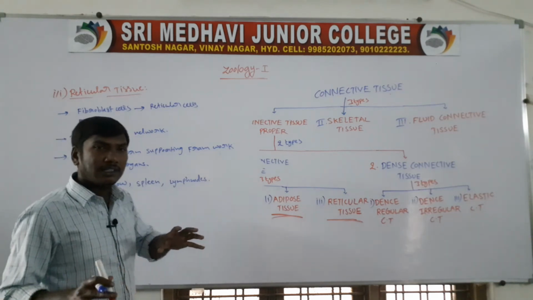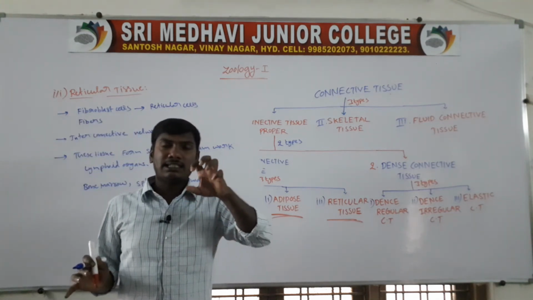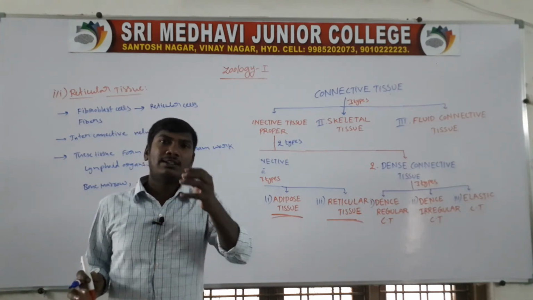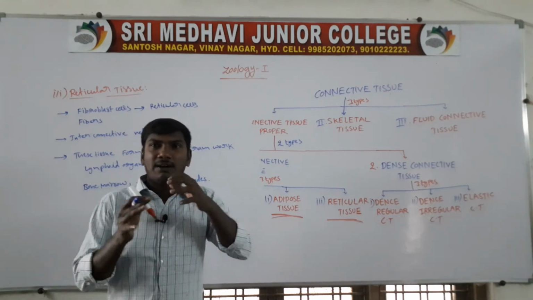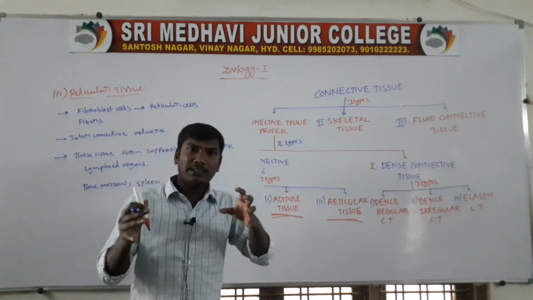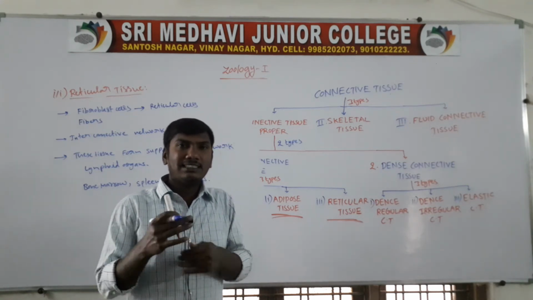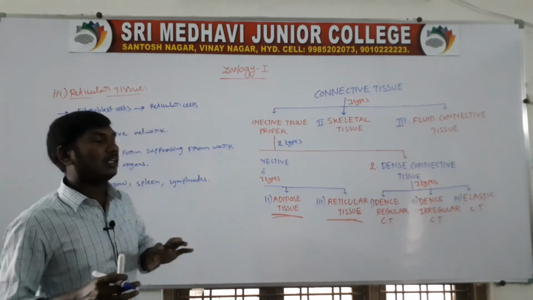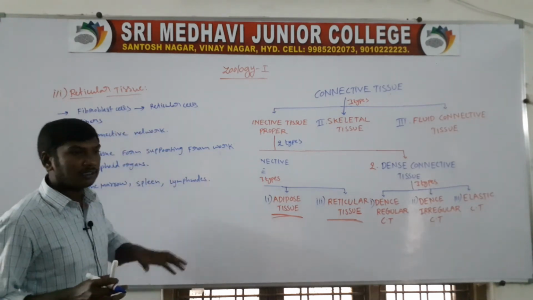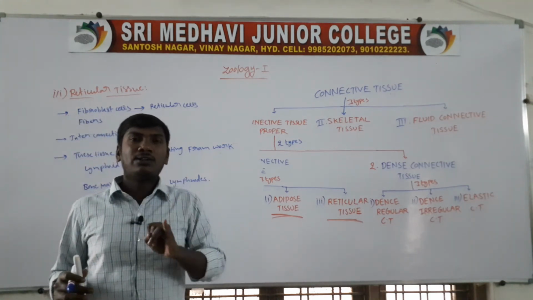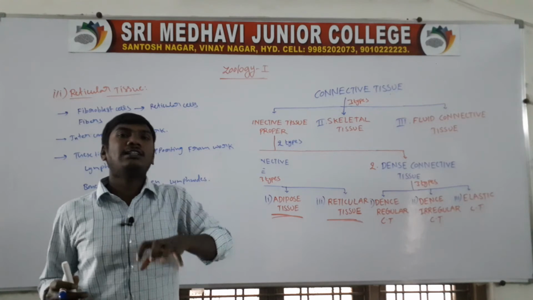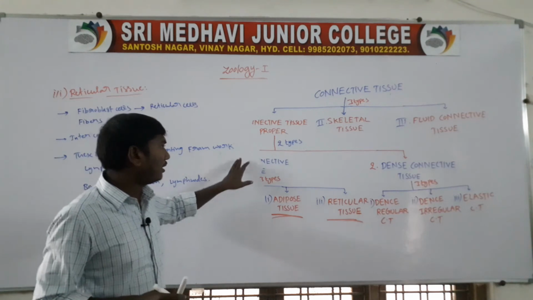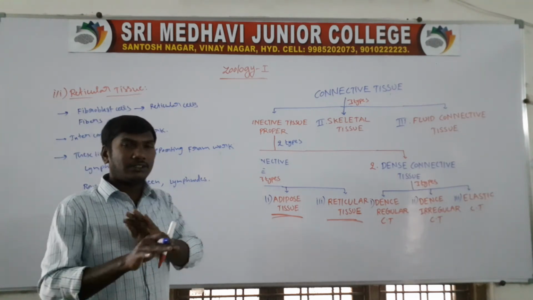In reticular tissue, the fibroblast cells secrete the reticular fibers, and the reticular fibers form an interconnecting network. Next, they form the supporting framework of the lymphoid organs: the bone marrow, spleen and lymph nodes. They are all formed by reticular tissue. So areolar connective tissue is completed.